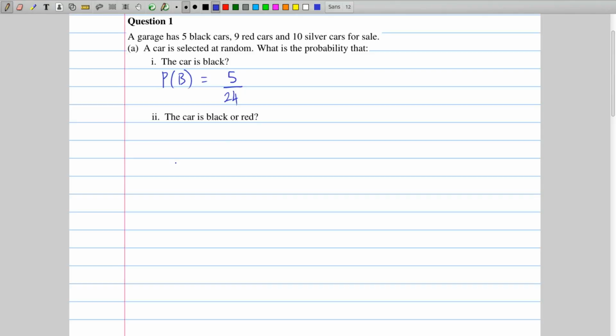The next part poses the same question, but this time we're wondering, what is the probability that the car is black or red? So probability of black or red. Well, how many cars are either black or red? There are 5 black and 9 red. That makes 14 out of the total of 24. Now this time we actually do have to simplify down our fraction because 14 and 24 both have a common factor. So this ends up being 7 out of 12.